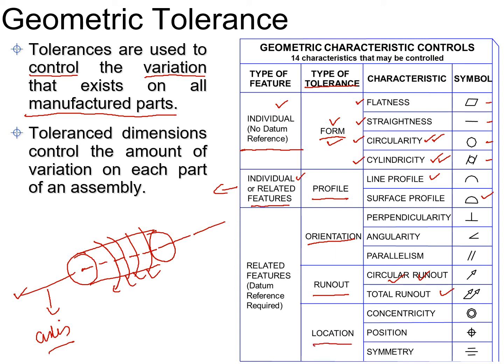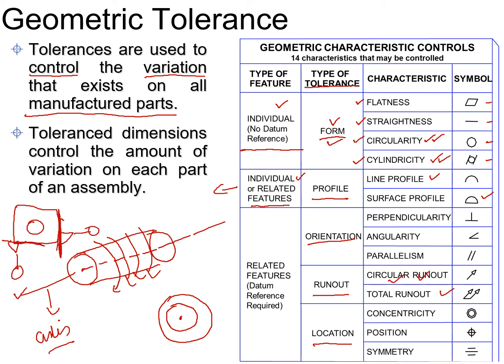Then we have location. In location, we can have concentricity, that is used for two cylinders that we want to have a single center, and the other can be a position. It can be a position of a hole on a plate. Then we need to define its tolerance from two edges like this, and one can be this edge and the other can be this edge. These can be the two datums for this position, and the other can be the symmetry, where we want to see how a certain object is symmetrical between two other parts, how equally divided it is. So these are the different types of tolerances that we use.